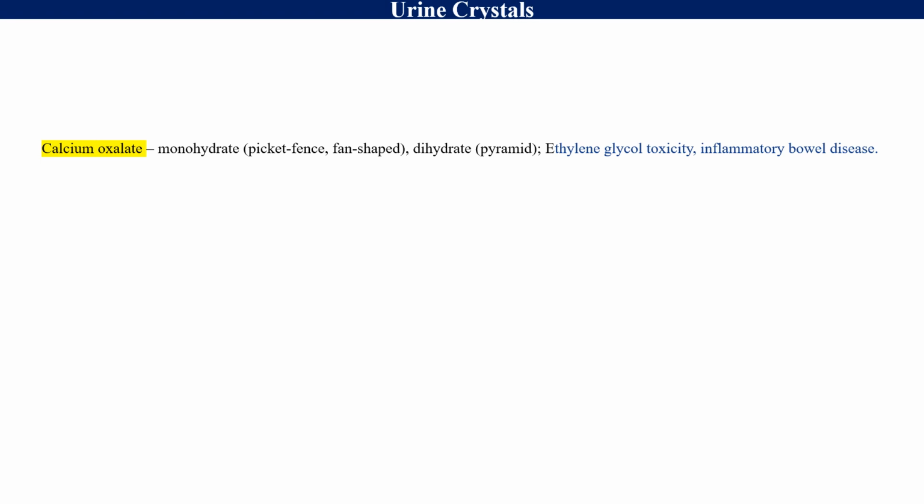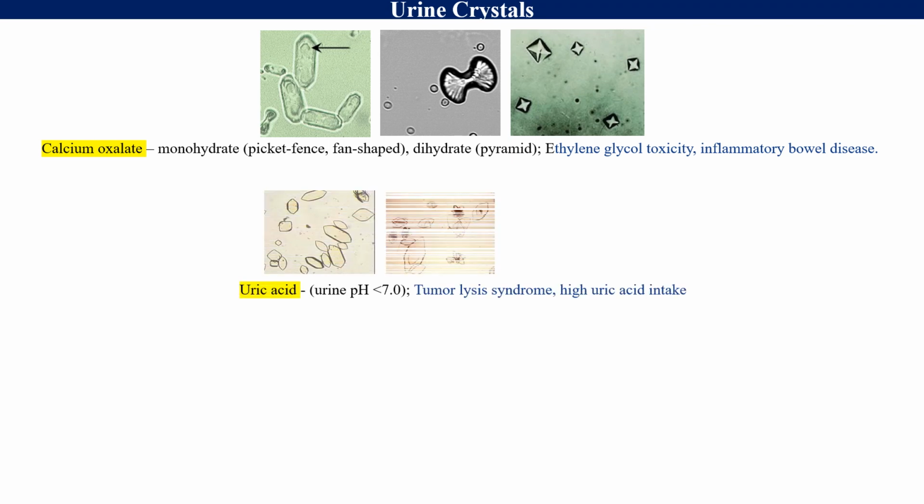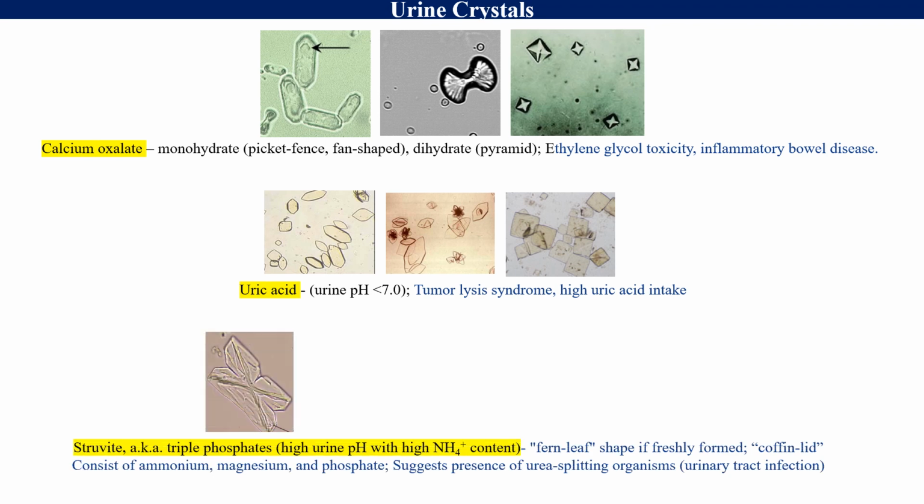Calcium oxalate monohydrate may crystallize as picket fence or fan-shaped. Calcium oxalate dihydrate crystals resemble pyramids. Calcium oxalate crystals may be seen in patients with ethylene glycol toxicity or inflammatory bowel disease. Uric acid may precipitate at low pH as pinkish-orange rhomboidal-shaped crystals. These may be seen in patients with tumor lysis syndrome or individuals with high uric acid intake.